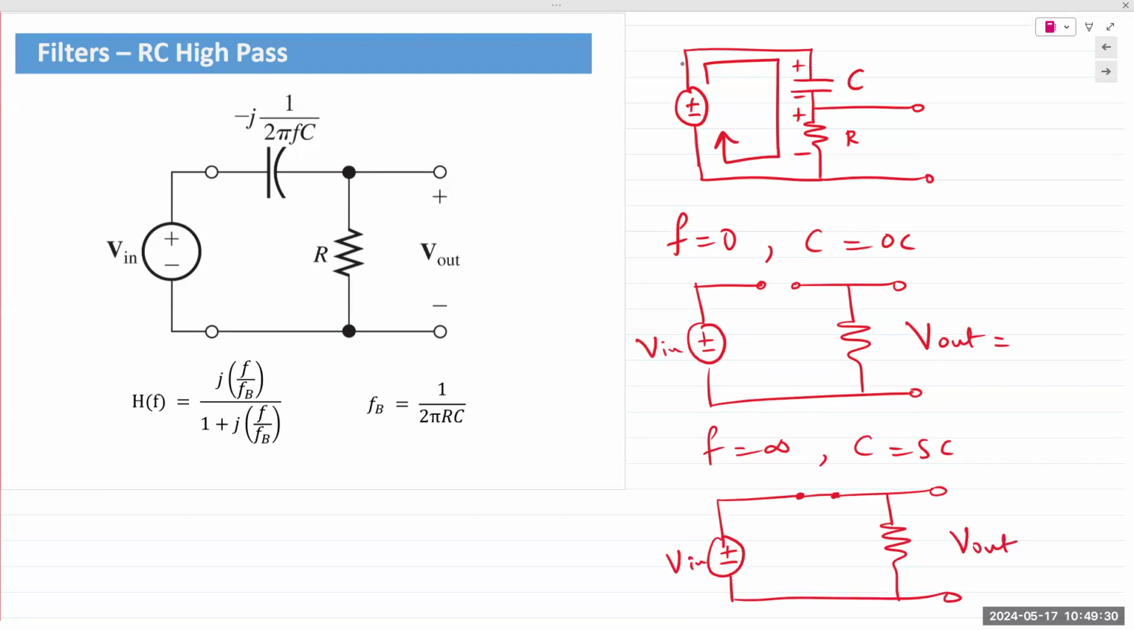So what happens at high frequencies? Are we getting an output? Yes or no? Second diagram. At high frequencies, the capacitor behaves like a short circuit. Output yes or output no? I see some nods and I see some shakes.